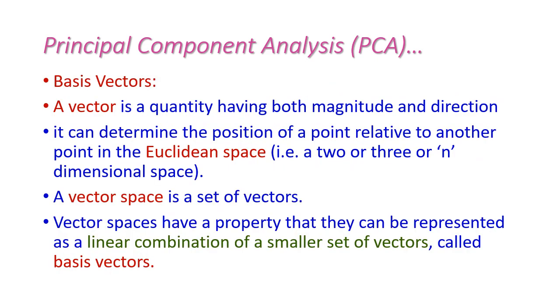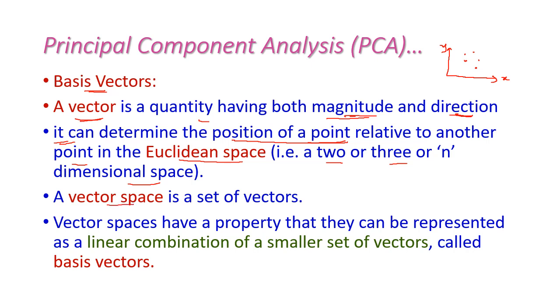In PCA, let us try to understand these basis vectors. We know that a vector is a quantity having both magnitude and direction, and a vector can also determine the position of a point relative to another point in Euclidean space. So in Euclidean space, the position of a point will be determined by the vector, that is, in 2, 3 or n-dimensional space. Here this is a two-dimensional space. This is x and this is y.